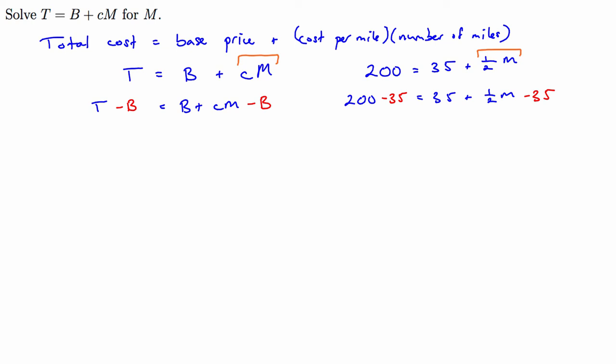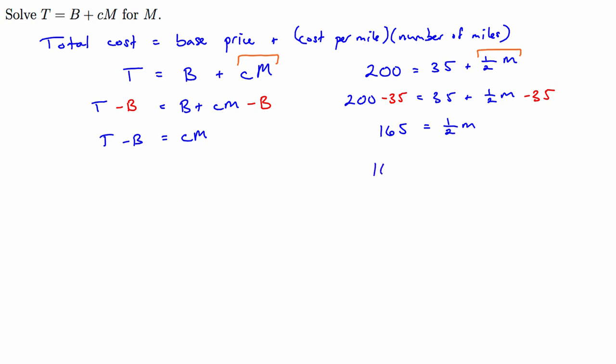Let's begin with the equation. 200 minus 35 is 165, and 165 equals 1/2 M. In terms of the formula, when we try to simplify both sides of the formula, it doesn't simplify as neatly as it just did for the equation. T minus B on the left side will stay T minus B. On the right side, B plus Cm minus B will become Cm. So in both situations, we're left with the variable term on the right side of the equation, Cm in the case of the formula, and 1/2 M in the case of the equation.